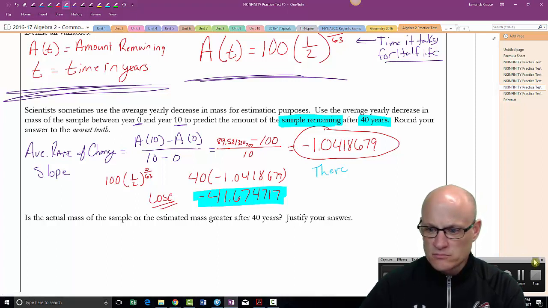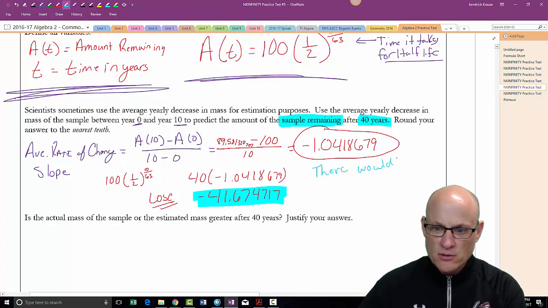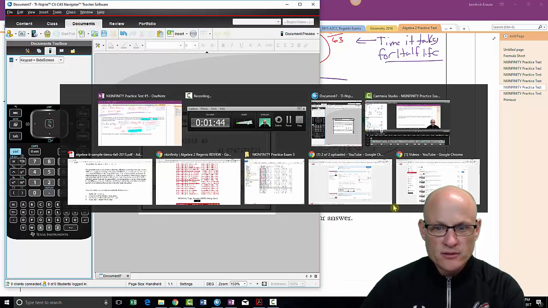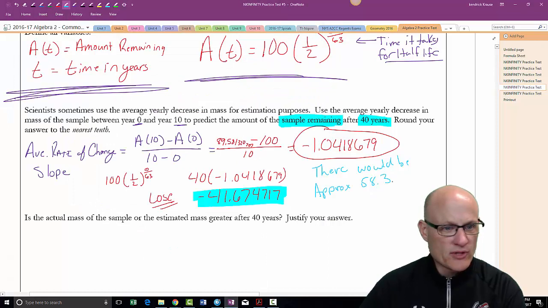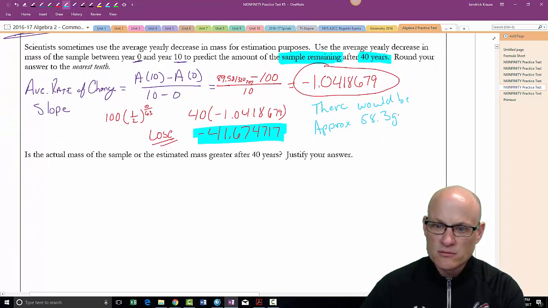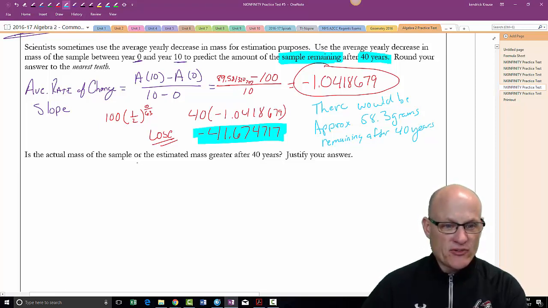Now, when I round this to the nearest tenth, there would be approximately 58.3, what do we start with? This is grams. Grams remaining after 40 years.